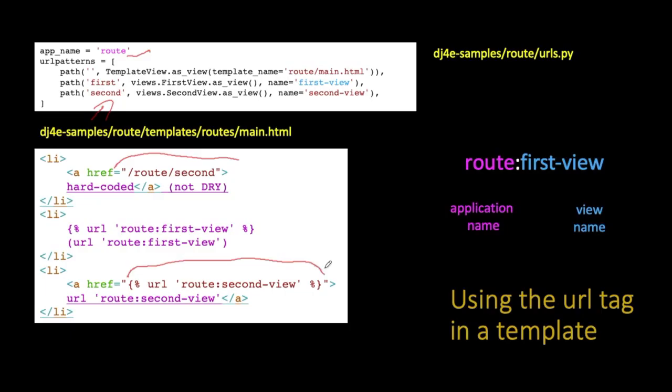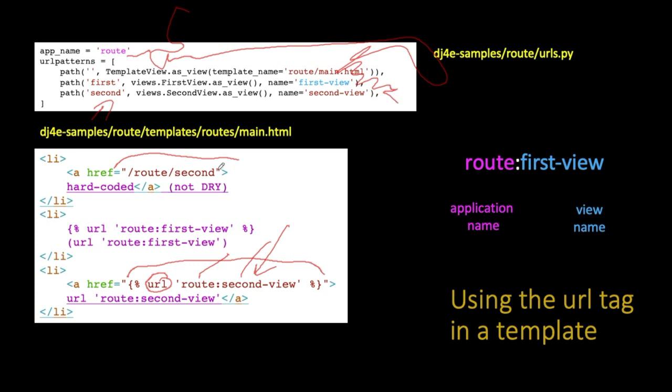So instead, we're going to use this url utility. In our template, we use curly brace percent, and then we're running a utility that's been plugged into the template system, like running the url function, as it were. We pass a string to it, and that is, within the route application, the view that is named second-view. So that goes into the route urls.py, reads down the views until it finds second-view, and then it reverse generates the path that works for that.